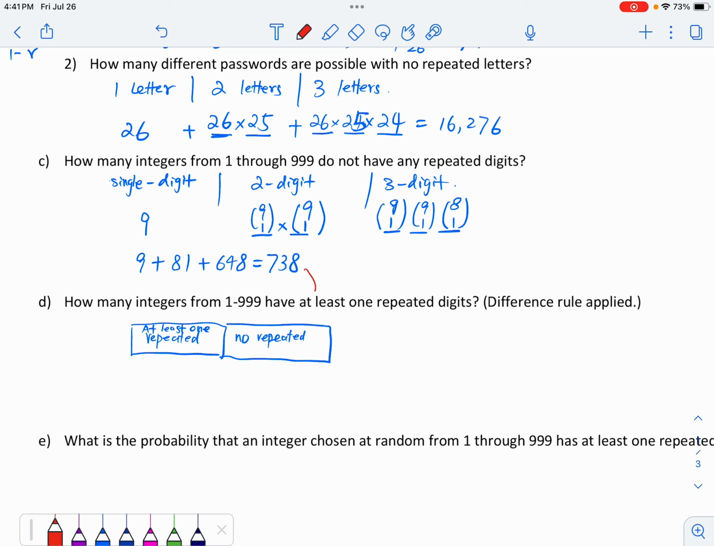We already found this answer. There are 738 integers that have no repeated digits, and the total is 999 numbers. So for at least one repeated digit, we just find the difference. This count is equal to the total, which is 999, minus this count, which is 738, found above. Therefore, we have 261 numbers that have at least one repeated digit.